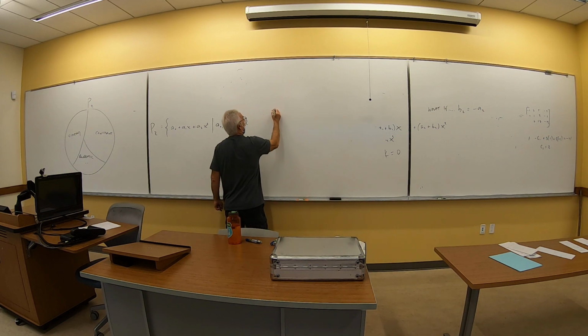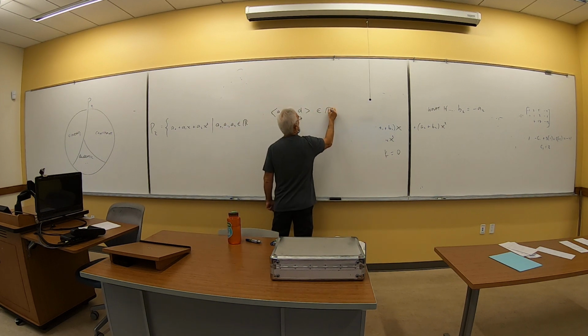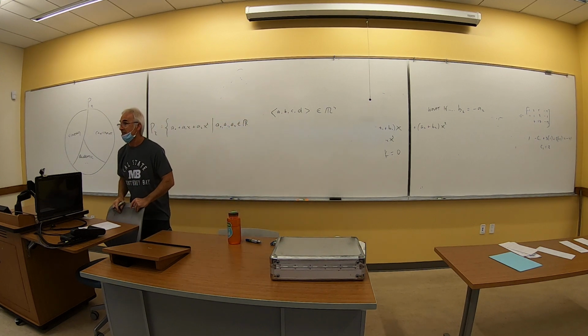I want you to consider all vectors of the form a, b, c, d. Obviously, this lives in our form. All vectors of this form, that's an infinite set. It is a vector space, right? Because it could be 0, 0, 0, 0, okay?